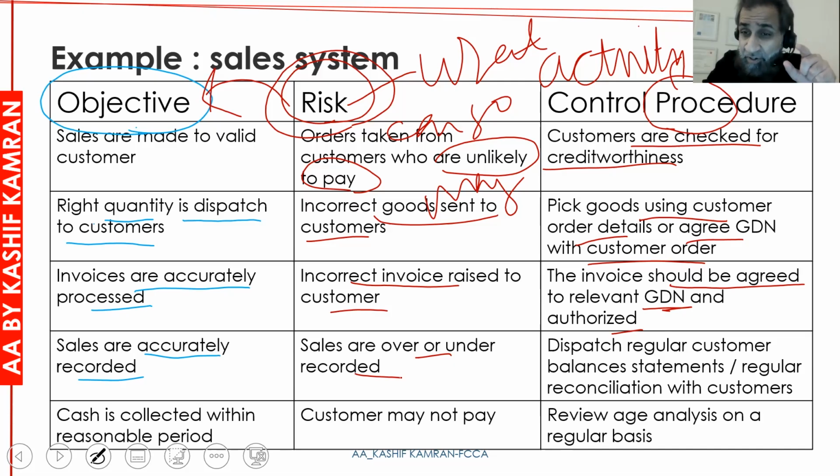Cash is collected within a reasonable period. That's my objective. What's the risk? Customer may not pay. Procedure: review age analysis on a regular basis. I hope you know the age analysis, right? That you should review the overdue invoices. Mr. A invoice was raised on the 31st of March.